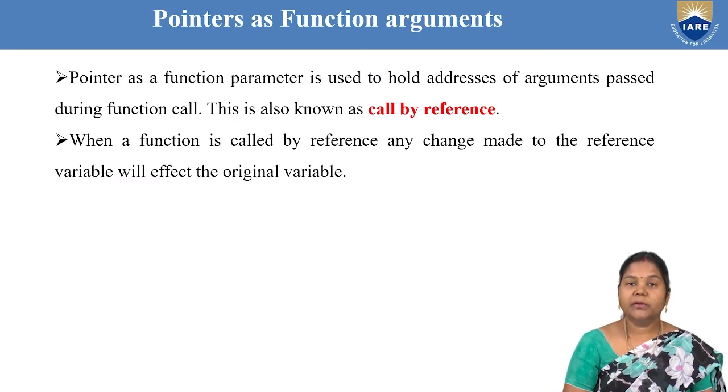Next, how to use pointers as function arguments. A pointer as a function parameter is used to hold the address of the arguments passed during the function call. This is also known as the call by reference mechanism. When a function is called by reference, any changes that you make to the reference variable will reflect in the original variable. So, you can pass the function arguments by value or by address. Whenever you are passing by address or by reference, pointers are used.